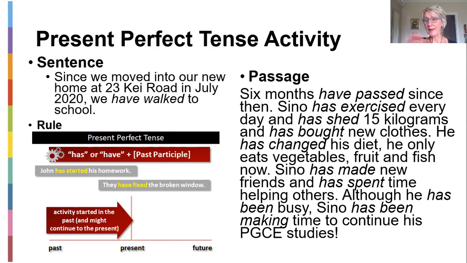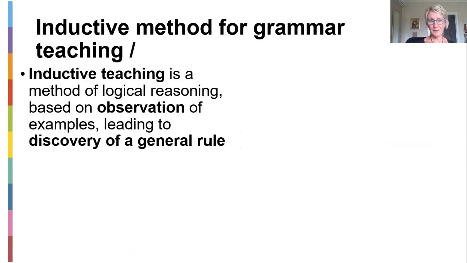Then they'll go and recognize all the uses of the past participle. They've got have passed, has exercised. They've also got the present perfect continuous in the last sentence, has been making time, and he's a very good PGCE student. So that's how we can bring in an understanding of the present perfect tense and how it's being used.